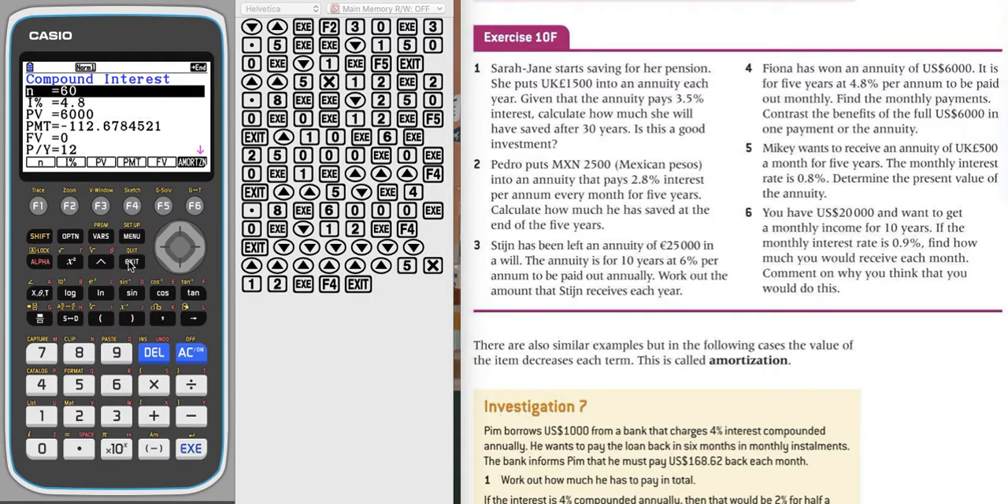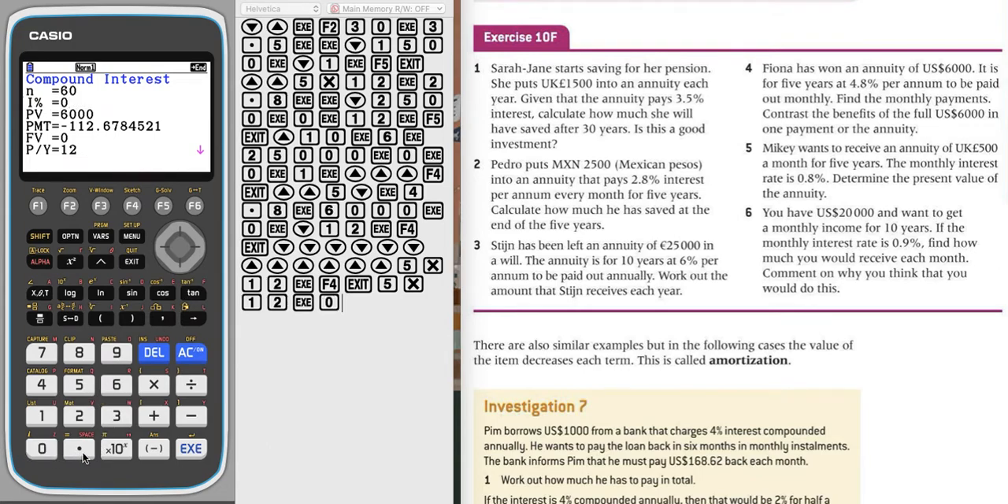5, annuity of 500 a month for 5 years. That's nice. The monthly interest rate is 0.8%. That's a little more reasonable, realistic if it's just from a bank. Determine the present value of the annuity. So this time we're looking for present value. So, a month for 5 years. So again, 5 times 12.